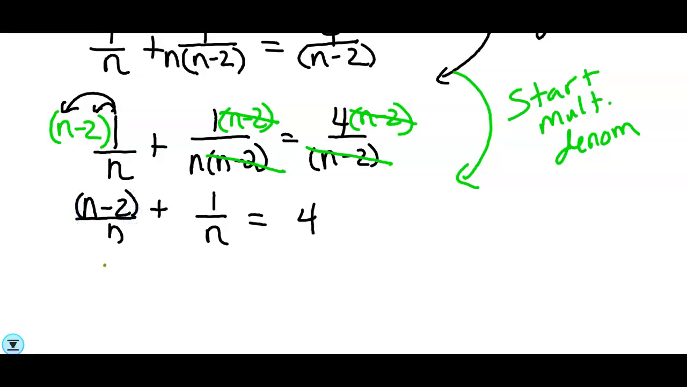All right, and then we're going to keep doing that. So now what do I want to multiply by? So we're going to multiply everything by n. Okay, so here, those cancel, right? Those cancel, and nothing cancels over there with the 4. So I've got n minus 2 plus 1 equals 4n.